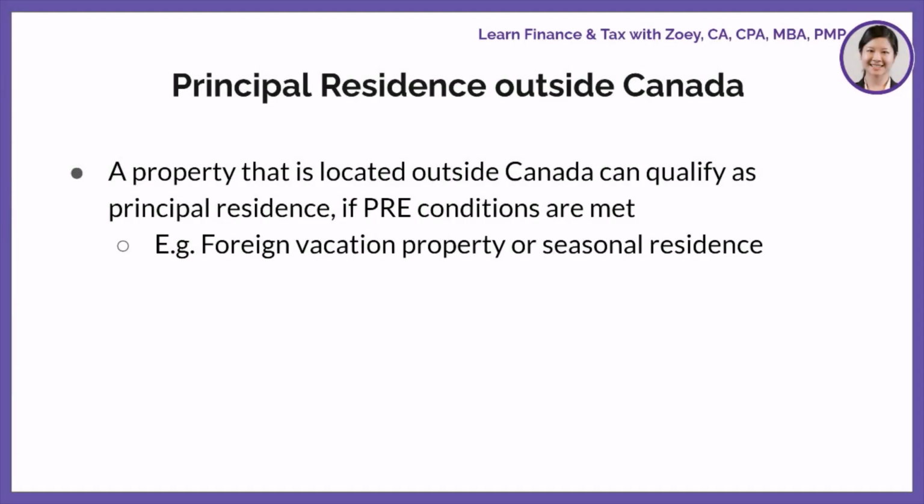According to the CRA, a property located outside Canada can qualify as a principal residence if the requirements for principal residence are met. For example, you have to live in it at some time during the year. Foreign vacation property or seasonal residence can also qualify.